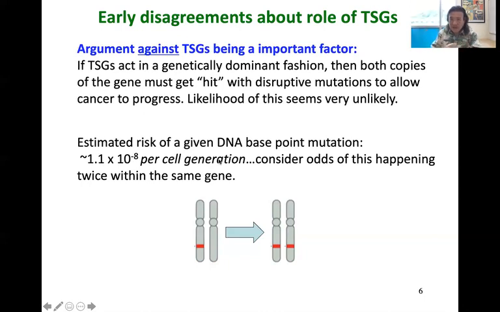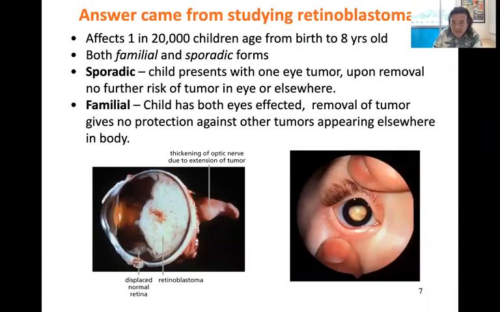Meaning that every time the cell divides, right, you can kind of revisit this and say, okay, now what are the odds? Well, it's still 1.1 times 10 to the minus 8. That's really small. An order to odds of this happening, not only to that one base that you've singled out, but to then have it happen again, right, within the gene on the other copy, on the other chromosome. So that was the argument against tumor suppressor genes having to be that important, right? Because it seems very unlikely this would happen.